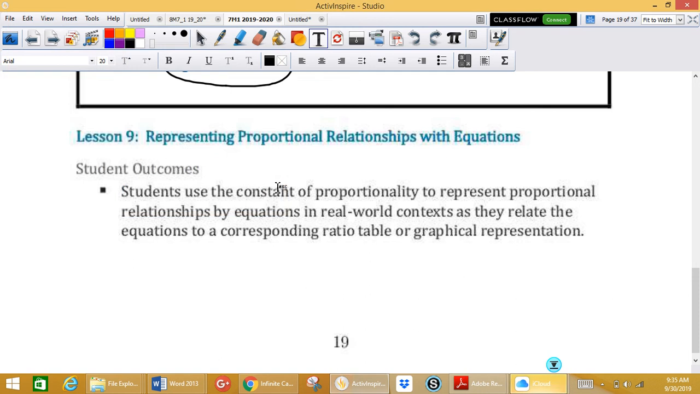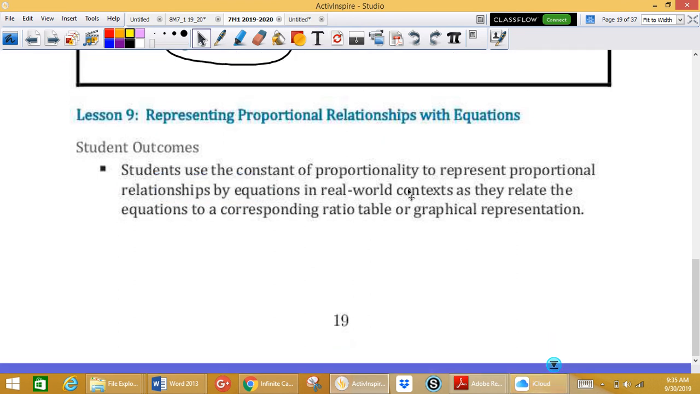Representing proportional relationships with equations. Students use the concept of proportionality to represent proportional relationships by equations in real-world contexts as they relate the equations to the corresponding ratio table or graphical representation.